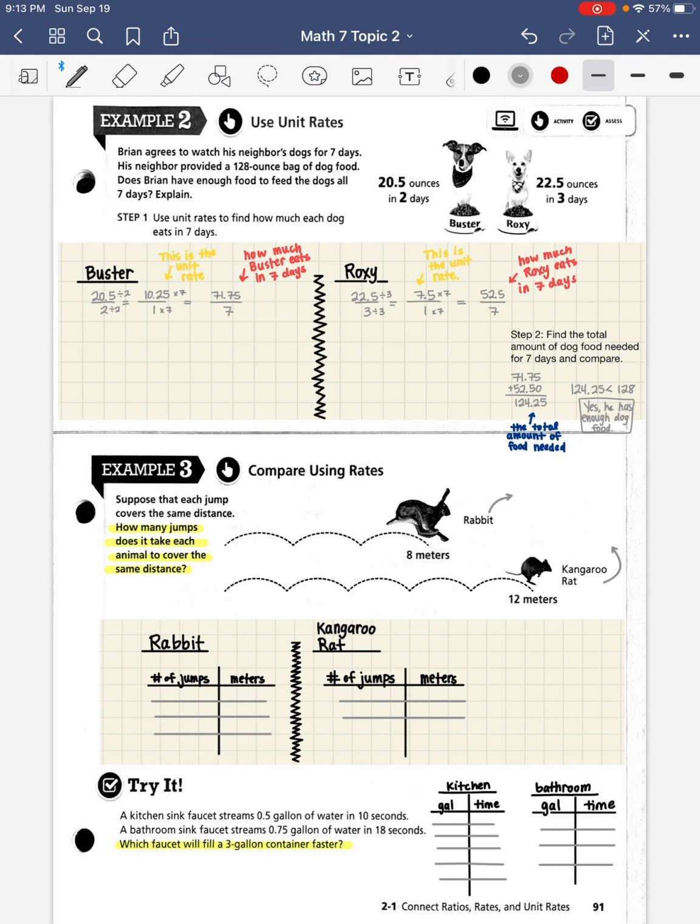Okay, now we're looking at example 3, compare using rates. Suppose that each jump covers the same distance. How many jumps does it take each animal to cover the same distance?